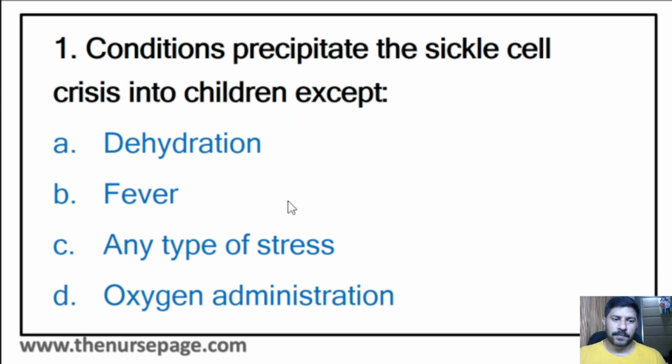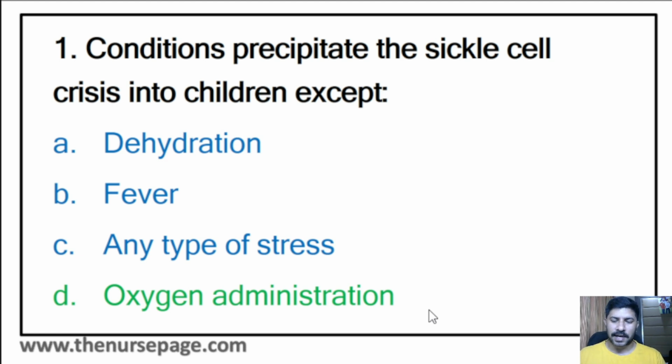dehydration, fever, any type of stress, oxygen administration. Here, the correct answer is oxygen administration. Oxygen administration will not precipitate sickle cell crisis, but if the oxygen administration goes on in a continuous manner for a prolonged period, it will lead to sickle cell crisis.